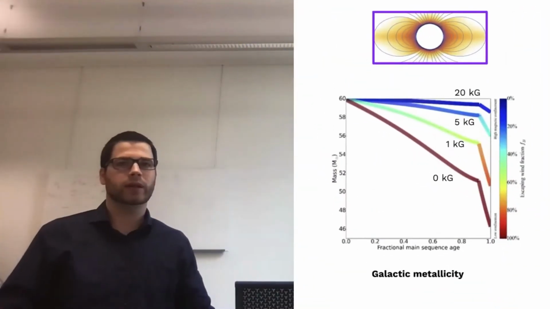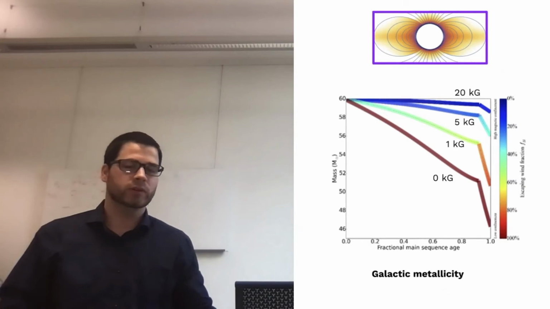Okay, so to evaluate the quantitative impact of magnetic mass loss quenching, I show here the mass evolution of 4 models, each with 60 solar masses initially. The color coding shows the escaping wind fraction. The non-magnetic model loses about 14 solar masses on the main sequence, whereas strong magnetic fields imply that essentially all of the initial mass could be retained.